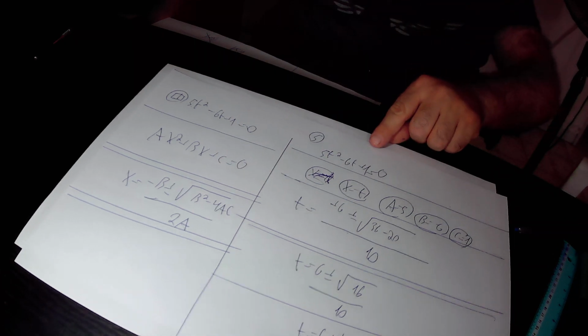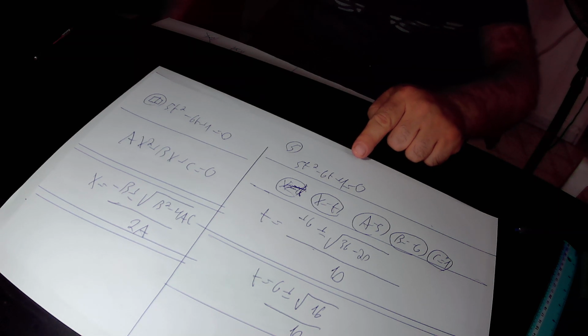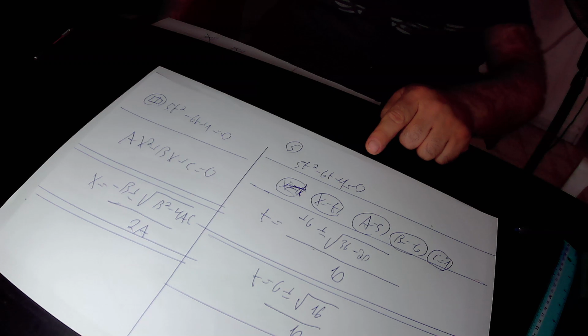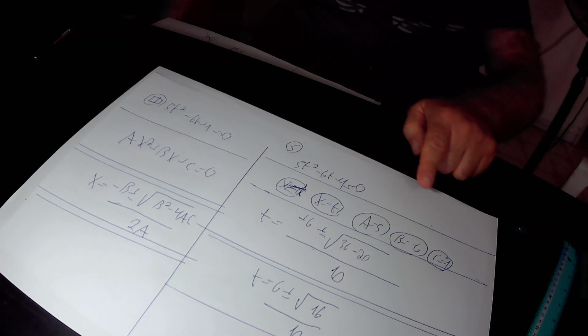In our specific quadratic equation, that is to say 5t squared minus 6t plus 1 equals 0, the variable that we are looking for is t. Again, the variable that we're looking for is t. So x equals t, the coefficient a equals 5, the coefficient b equals minus 6, and finally the coefficient c equals 1.